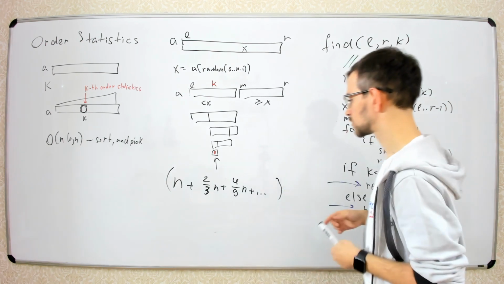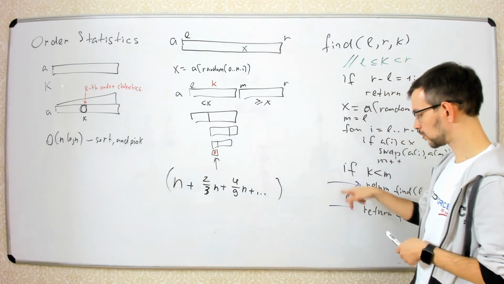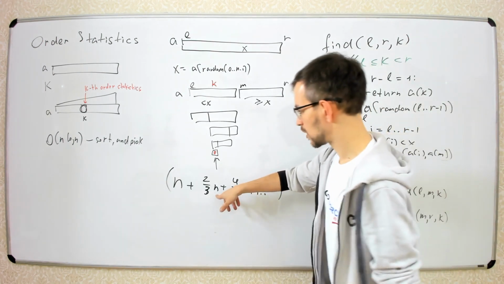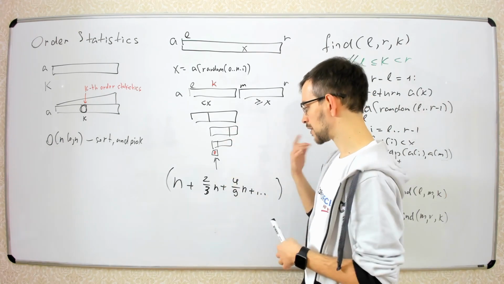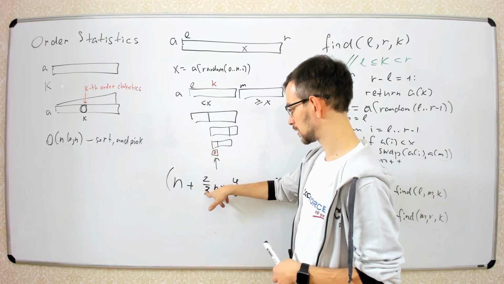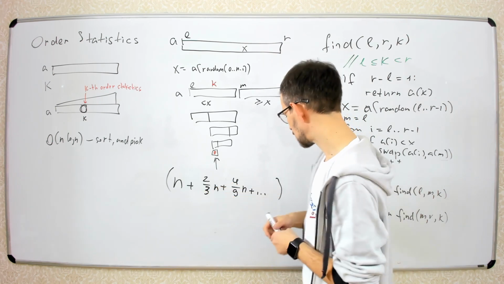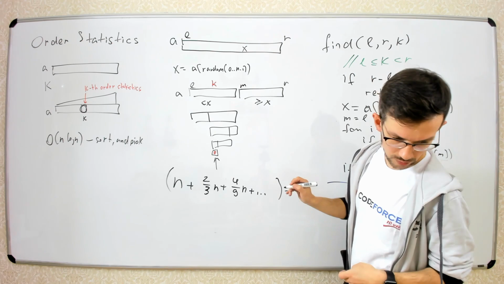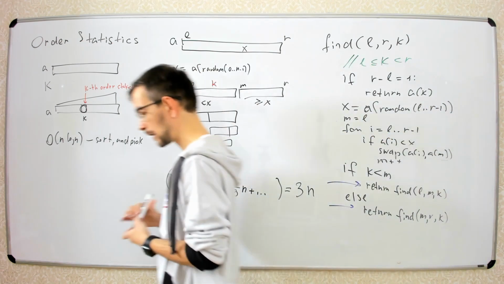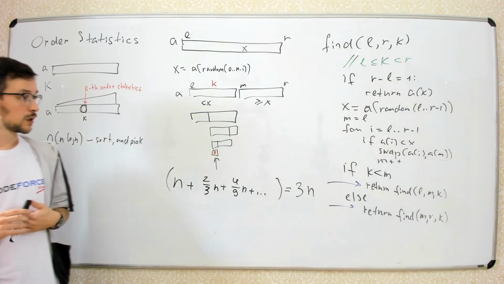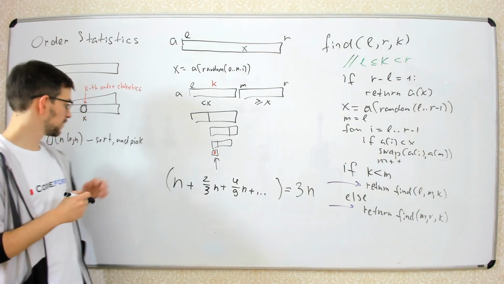So we have only one recursive call. Each time we have not the sum of recursive calls, but only one recursive call, and one recursive call costs you 2/3 of n. So this sum equals 3n. Good. So the total time complexity will be linear.